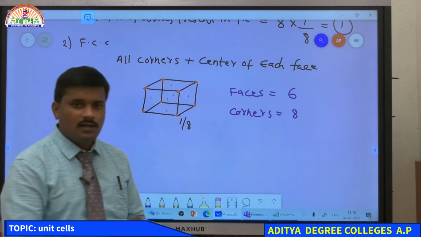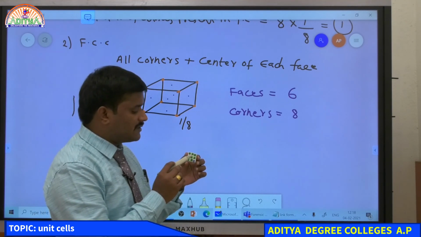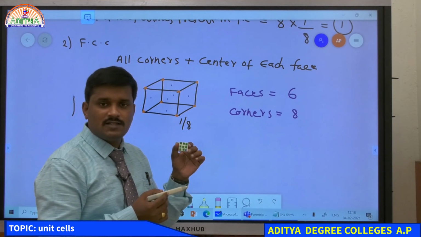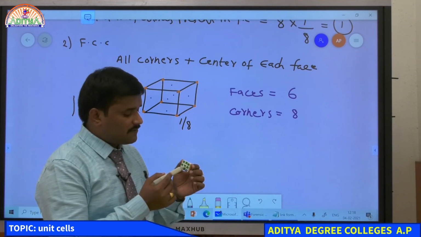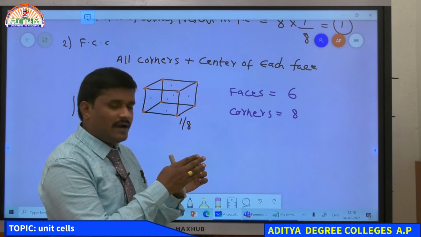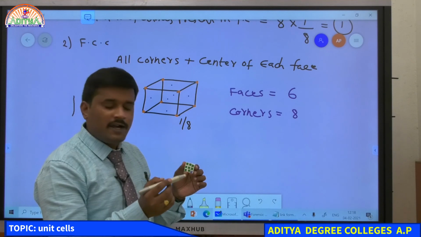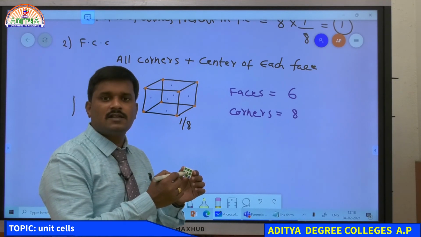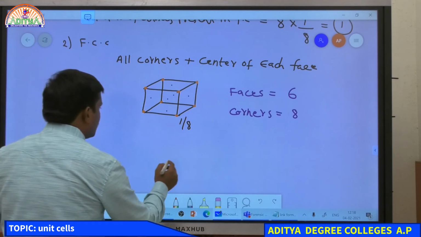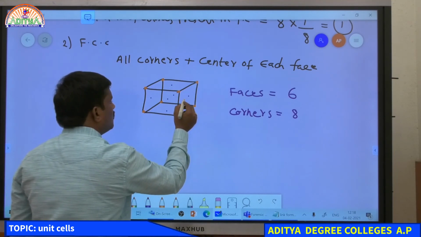So again, this is a single face. If I consider a point present at this face, the point's contribution for this unit cell is only 1 by 2, because this point is shared by 2 unit cells. So the front unit cell and the back one. Therefore, each point present at a face is always shared by 2 unit cells. So the contribution of a point present at a face is always equal to 1 by 2.